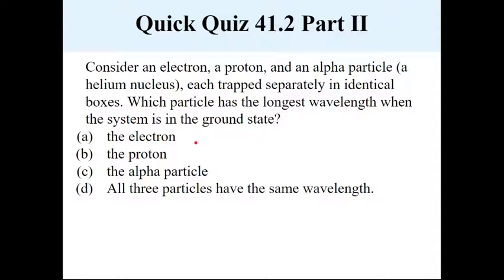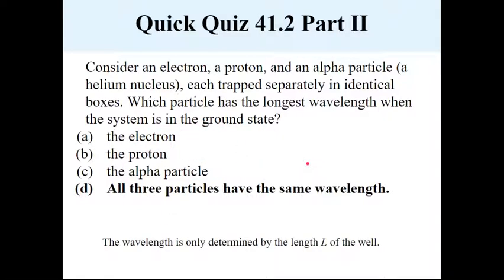Now, this second part is asking which one has the longest wavelength. And if you'll recall our discussion for the particles in the box, the wavelengths, kind of like harmonic wavelengths, actually have to be some integer division of the total length of the box. So whatever wavelengths are allowed just depends on the length of the box. It doesn't actually depend on the mass of the particle. So they all will have the same wavelength.